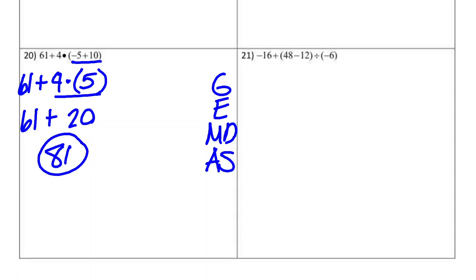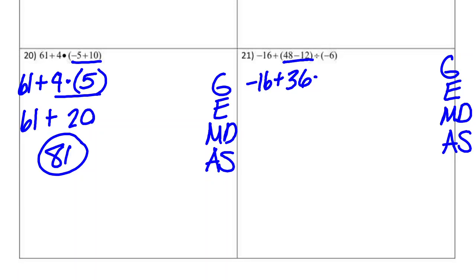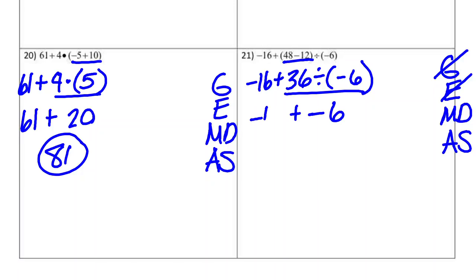Okay, same thing. Grouping, exponents, multiply, divide, add, subtract. Grouping first, so 48 minus 12 would be 36. No more groupings, no exponents to worry about. I have division. 36 divided by negative 6 would be another negative 6, because a positive divided by a negative is a negative. And then they have the same signs, so simply add them together. You get negative 22.